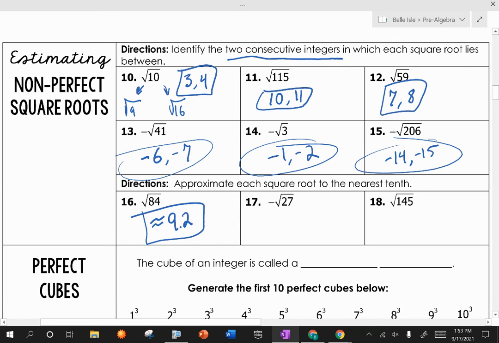What does that mean? Approximation. Yes. It is a squiggly equal sign. So it just means approximately. It's showing that we estimated. Okay.